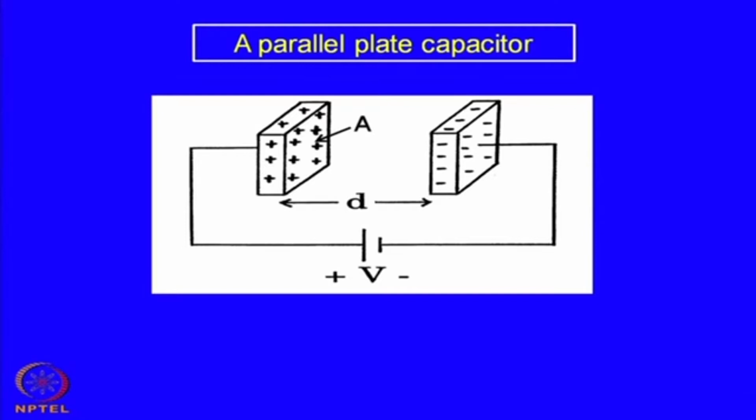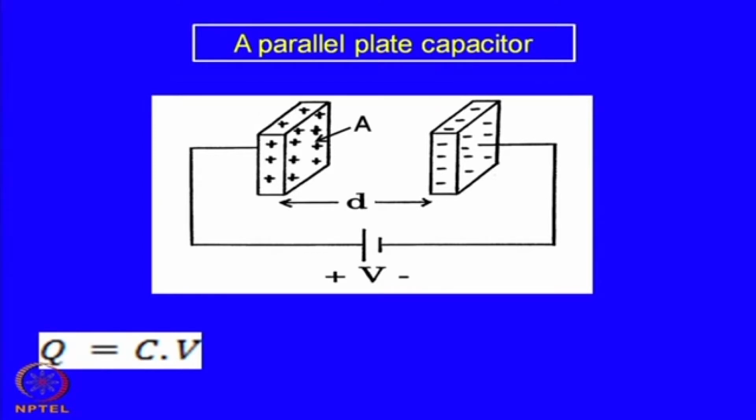It is as the diagram shows that we have a positively charged conducting plate, on the other side a negatively charged conducting plate, and the gap is d, the spacing is d, and the area is A. We apply a voltage V across these two electrodes, and the charge can be stored.